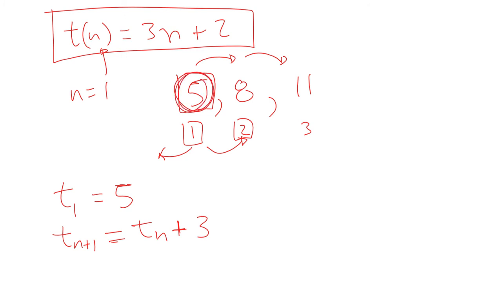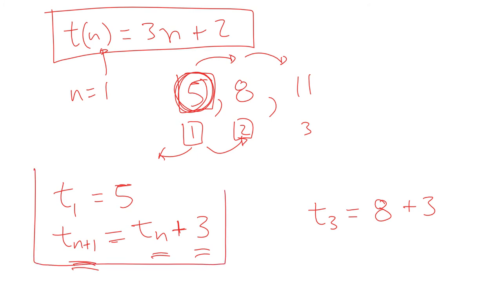So if I want to know, for example, the third term, it says in order to get the third term, take the second term and add 3 to it. So the third term is the second term, 8, plus 3 more, which is 11. So together, these form the recursive definition of this arithmetic sequence. They tell me where to start and what to do each time. It says I keep adding.